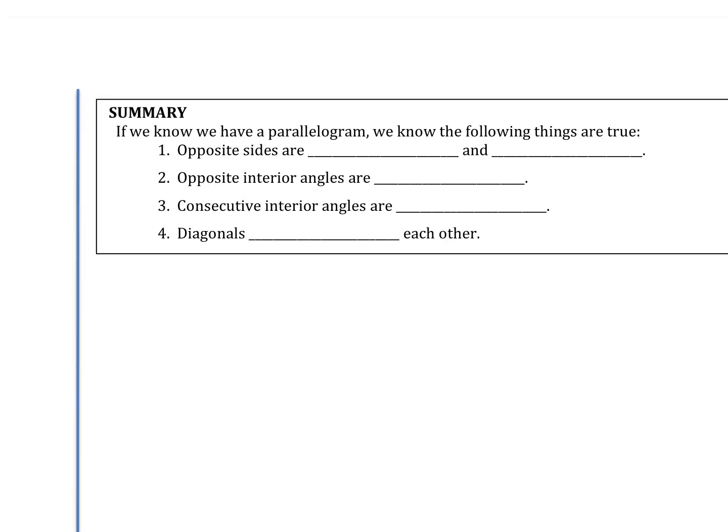And in summary, just what we talked about so far today: opposite sides of parallelograms are parallel and congruent. Opposite interior angles are congruent. Consecutive interior angles are supplementary. And diagonals bisect each other. And those are some of the big principles of quadrilaterals from today.